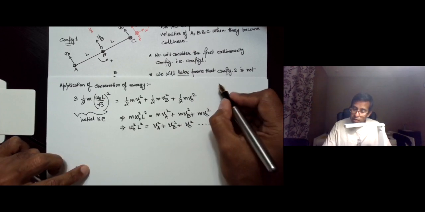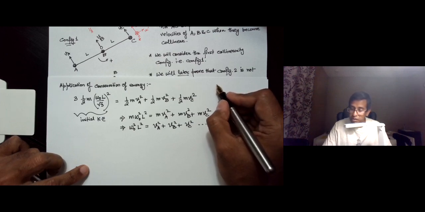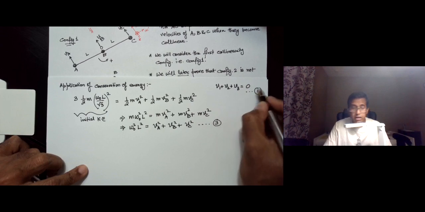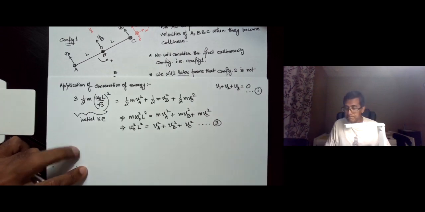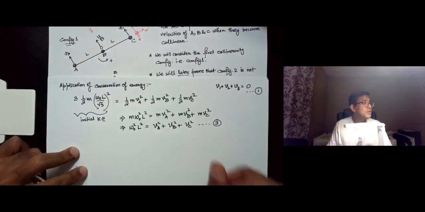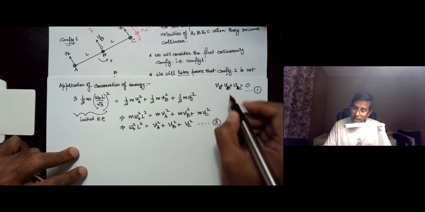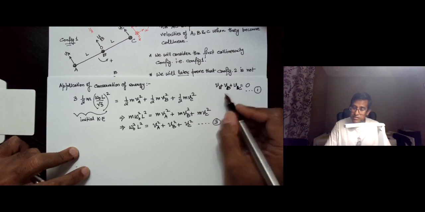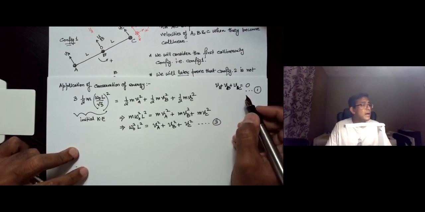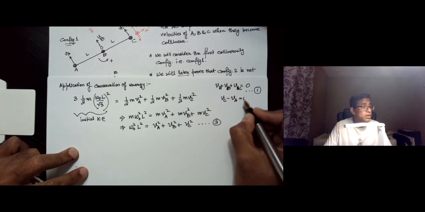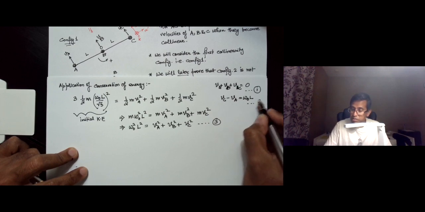Now let us recap equation 1 and equation 2. Equation 1 was Va plus Vb plus Vc equals 0. And the conservation of angular momentum gave us equation 2: Vc minus Va is equal to omega naught L.